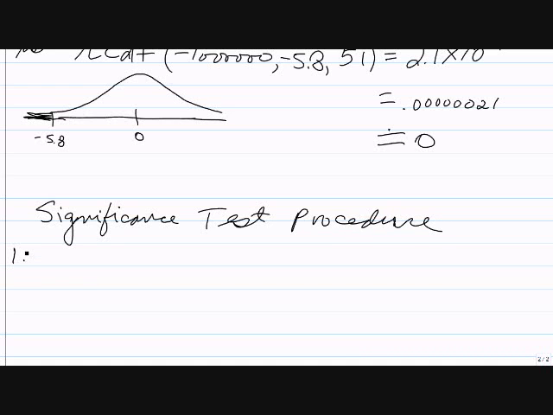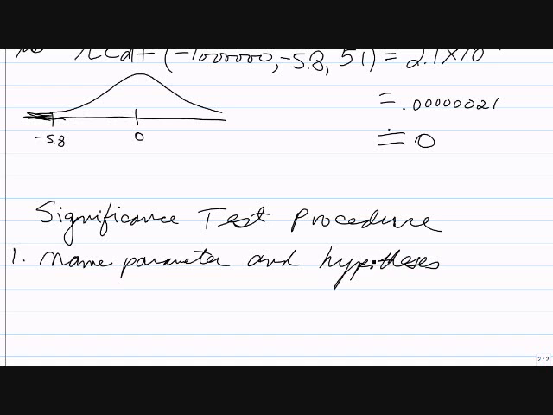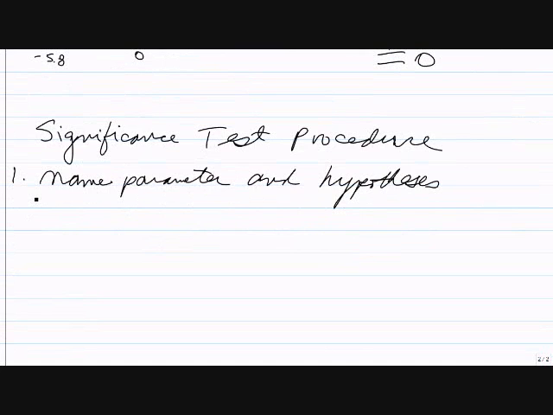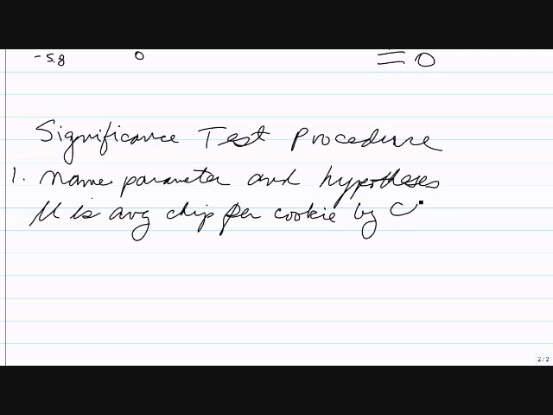And we have our step one. We have the fourth step again. Step one is going to be to name the parameter and give what are called our hypotheses. So what I'm going to write for my step one is that we got this population mean, that's our parameter, mu, and that's going to be the average chocolate chips per cookie by Chips Ahoy.